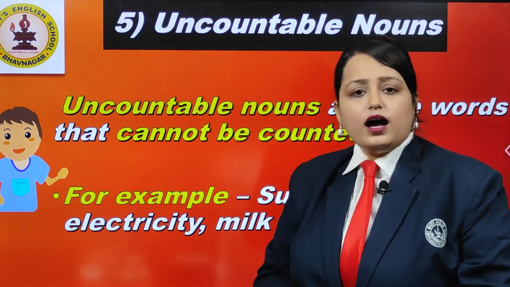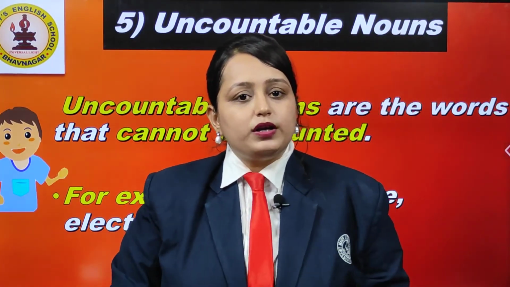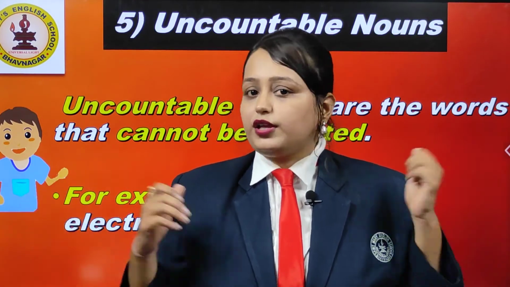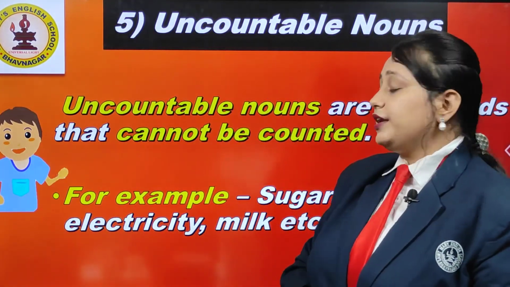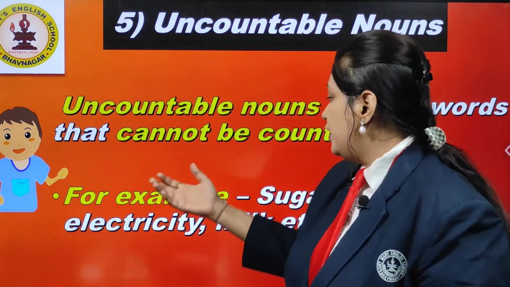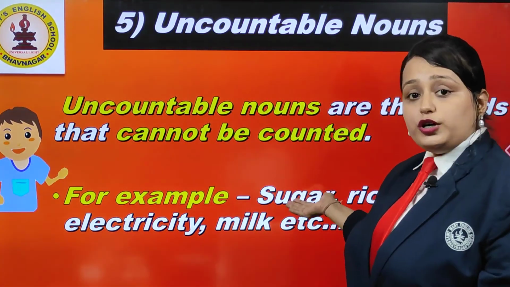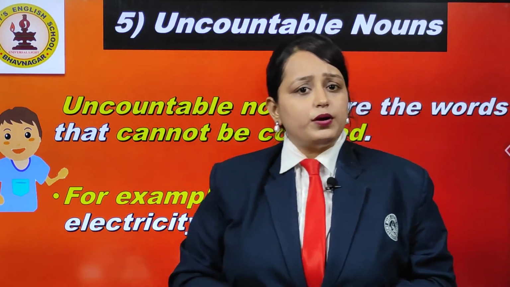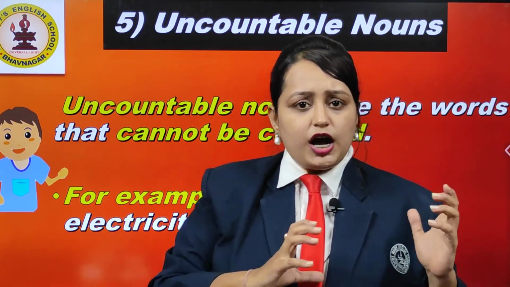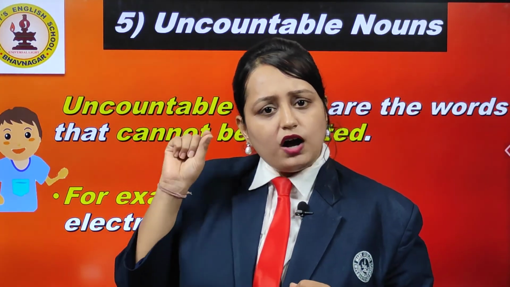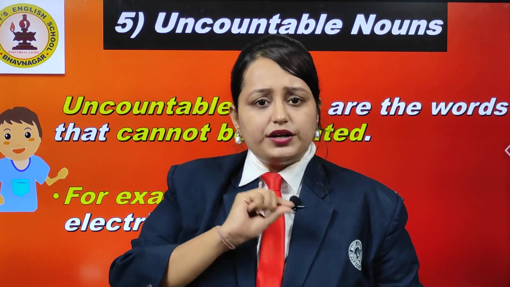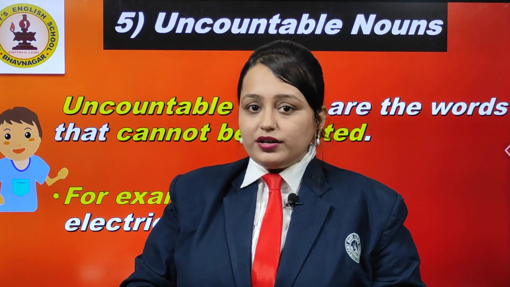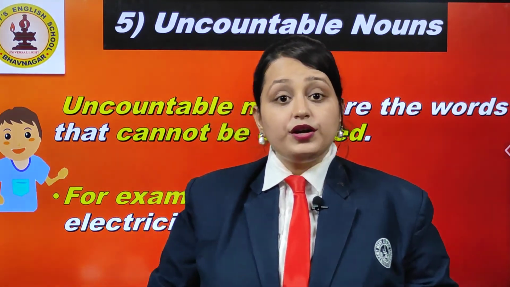Okay, let's see uncountable nouns. Uncountable nouns are in huge quantity. We cannot count them. Uncountable nouns are the words that cannot be counted. For example, sugar. When your mother fills sugar in a jar, can you count how many grains of sugar are there? You cannot count. So it's an uncountable noun.